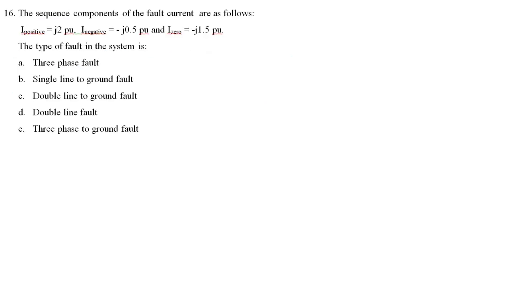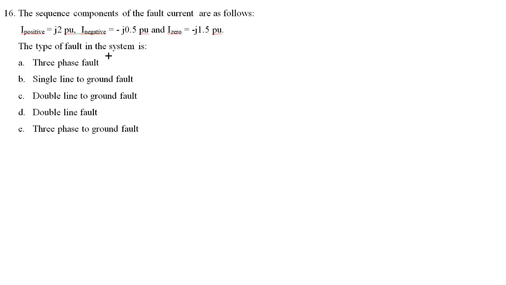Now moving to the next question, number 16. The sequence components of the fault current are as follows. The positive sequence component is j2 per unit, negative sequence current is minus j0.5 per unit, and zero sequence current is minus j1.5 per unit. The type of fault in the system is: 3-phase fault, single line to ground fault, double line to ground fault, double line fault, or 3-phase to ground fault.